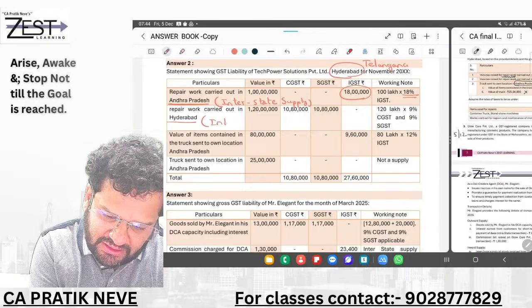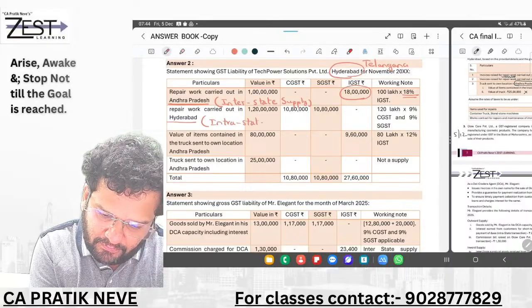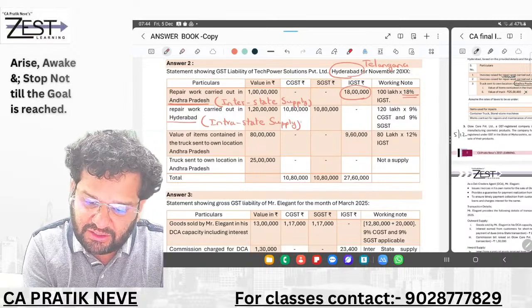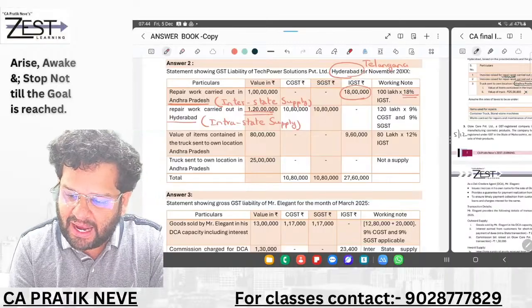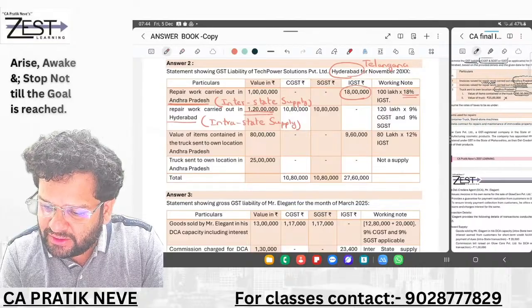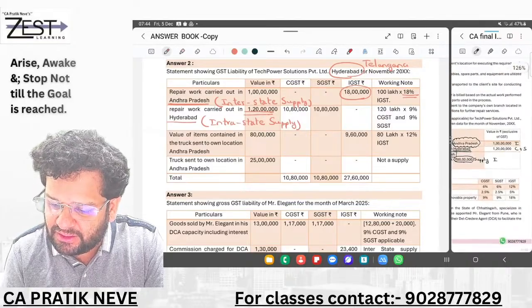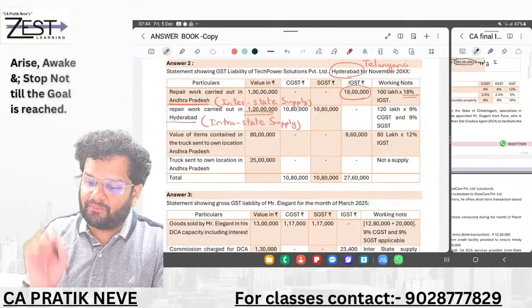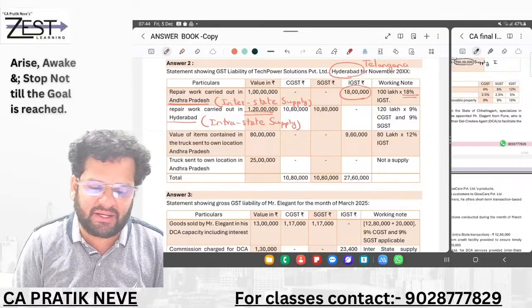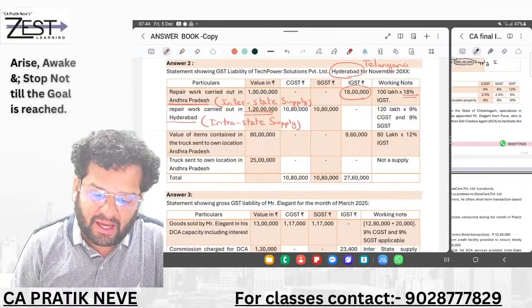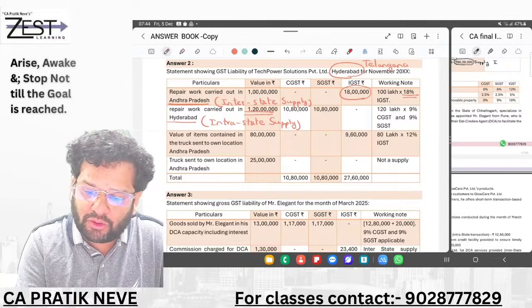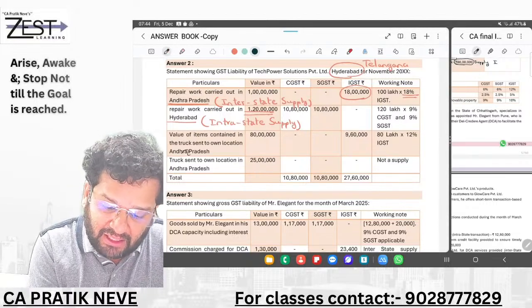This is intrastate supply. This is chargeable to CGST plus SGST, so on 1 crore 20 lakh at 18%. Can you see the rate of GST for works contract for repair and maintenance of immovable property? It was 18% IGST and 9% CGST and SGST. Okay. And value of items contained in the truck sent to own locations at Andhra Pradesh.